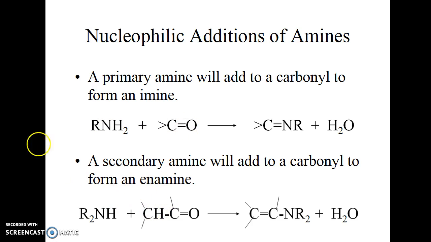If it's a secondary amine, which means there are two alkyl groups on the nitrogen, what happens is we have nucleophilic attack with protonation and deprotonation and everything, but because there are two alkyl groups on the nitrogen, it can't form a double bond to it, so it forms a double bond next door, and this is called an enamine.